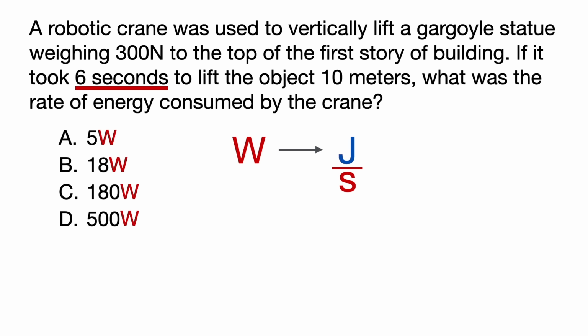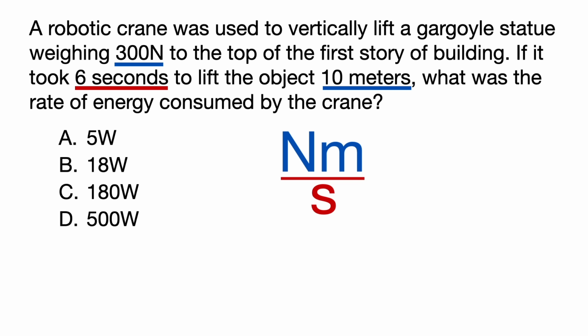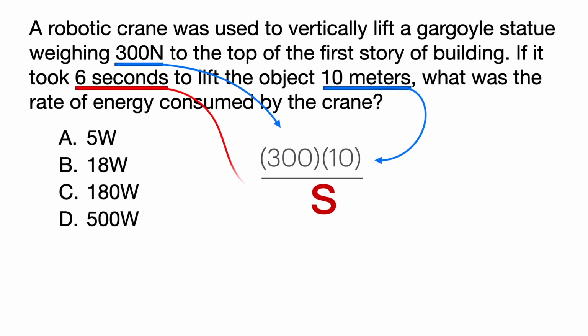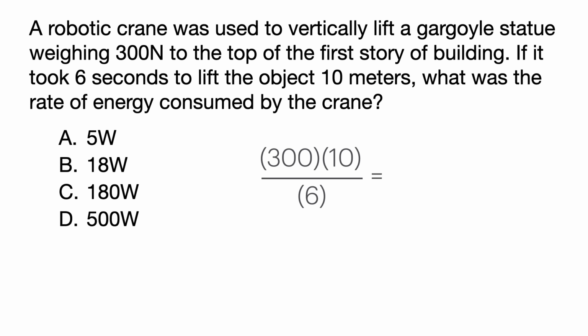A joule is another derived unit that always first breaks open into newton meters, and then we still have the per second, and we'll find that we do have information given with newtons and information given with meters. So now the newton meter per second becomes our new formula, and all we have to do is plug in the 300 for the newtons, the 10 for the meters, and the 6 for the seconds, and solve to get 500 watts.